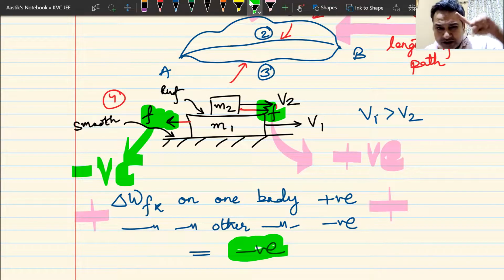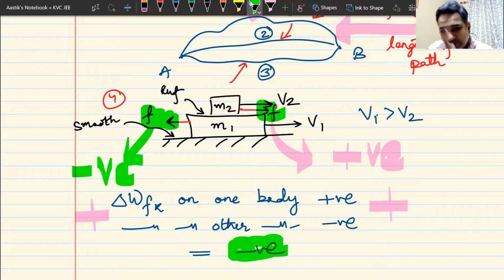See, block number 1 is moving faster. It will cover more distance. Force is the same. Remember, the force on block 1 and block 2 is the same. Block 1 is moving faster, so it will cover more distance. Block 2 is moving slower, so it will cover less distance. Force is the same. Negative work is more, positive work is less. So the net is negative. Do we understand this now?